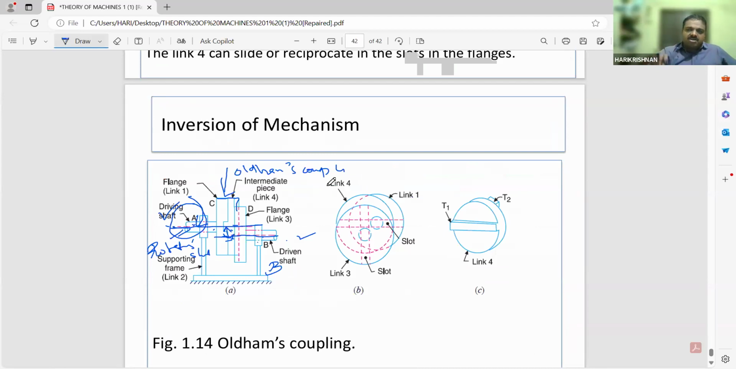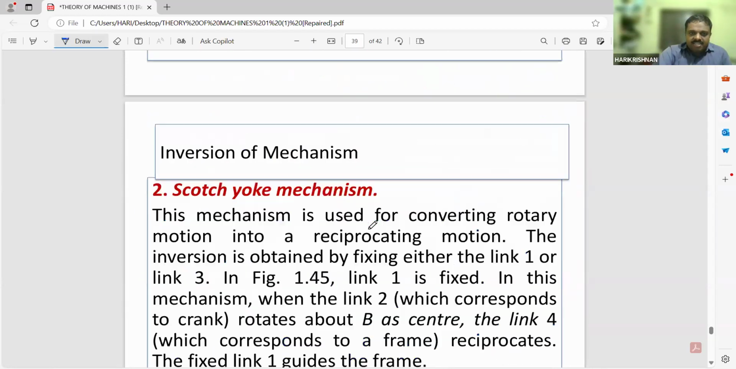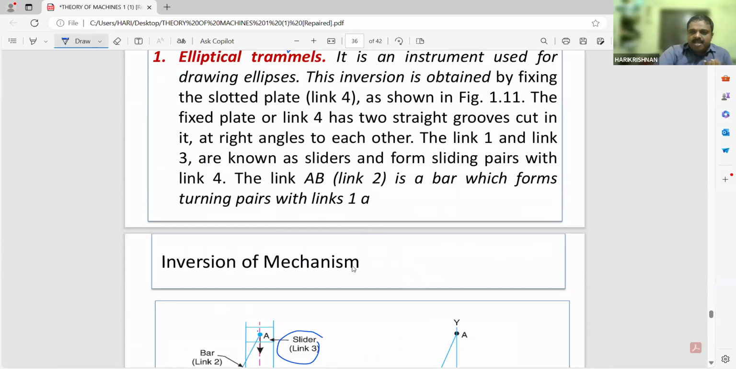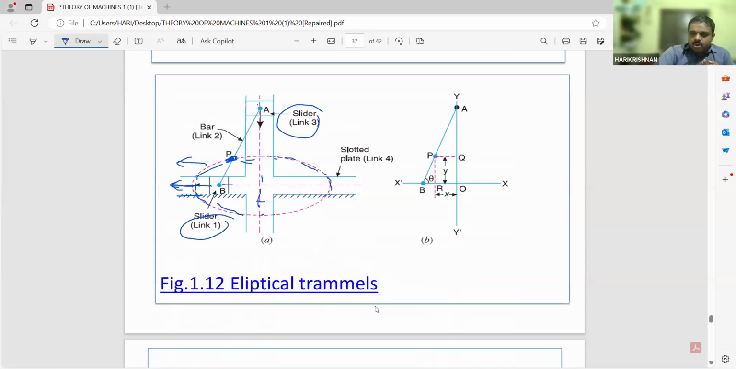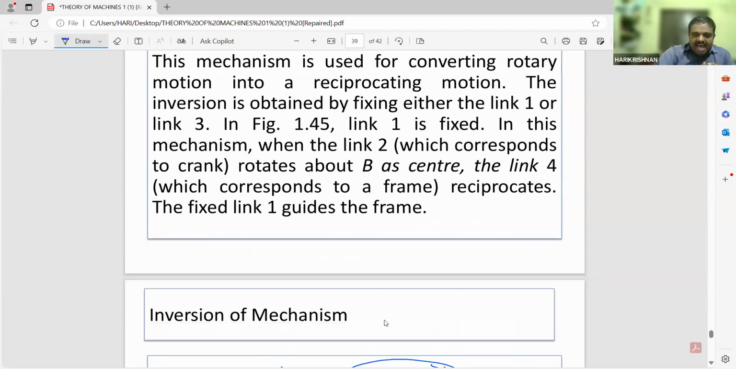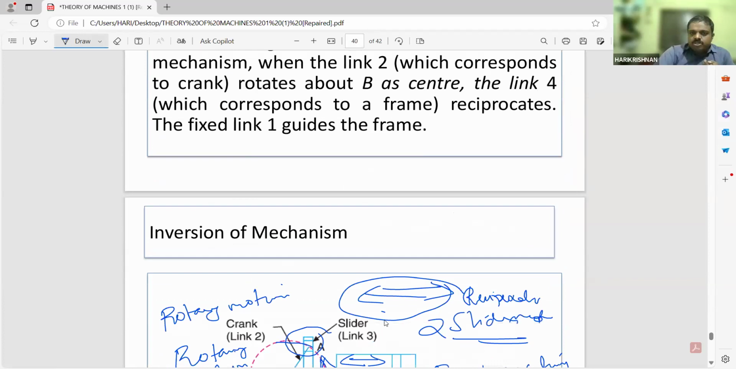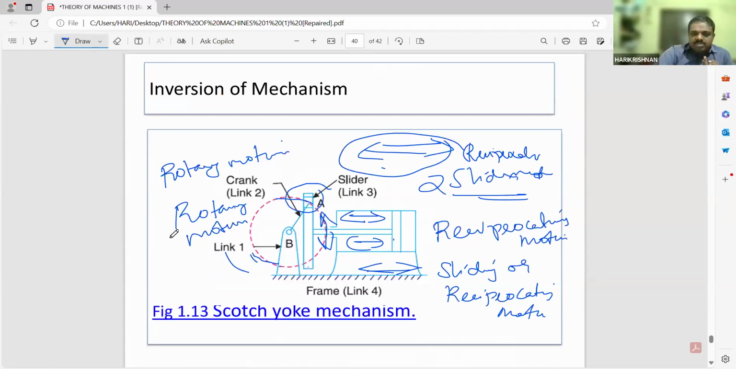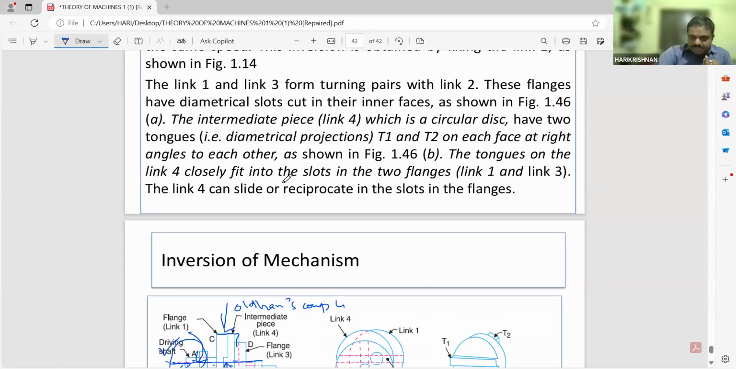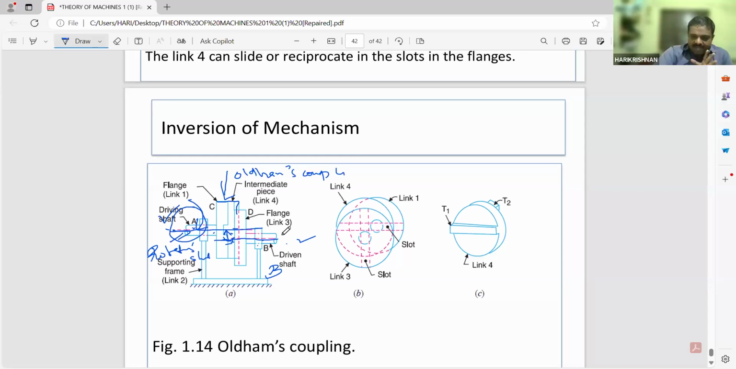So this is another inversion of the double slider crank mechanism. When you study the double slider crank mechanism, there are three inversions. One is the elliptical trammel. What is the elliptical trammel? It is a device used for drawing ellipses. Next is the Scotch yoke mechanism, which is used for converting rotary motion to reciprocating motion. Similarly, the last is Oldham's coupling. This is used when two parallel shafts whose axes are at a small distance apart. We will use Oldham's coupling. So whatever motion is given to the driving shaft will be transported to the driven shaft with the help of Oldham's coupling. So these are the inversions of the double slider crank mechanism.